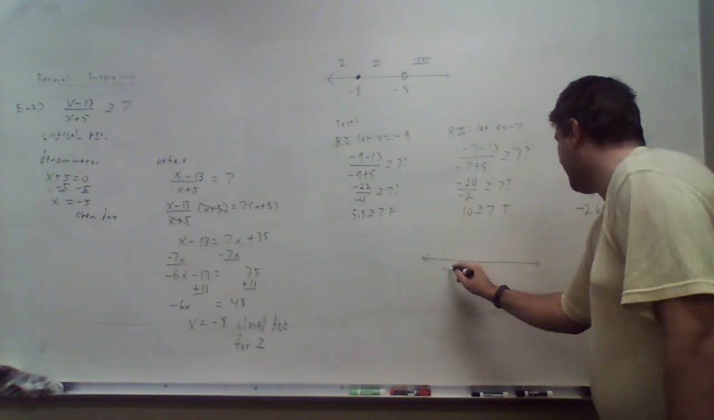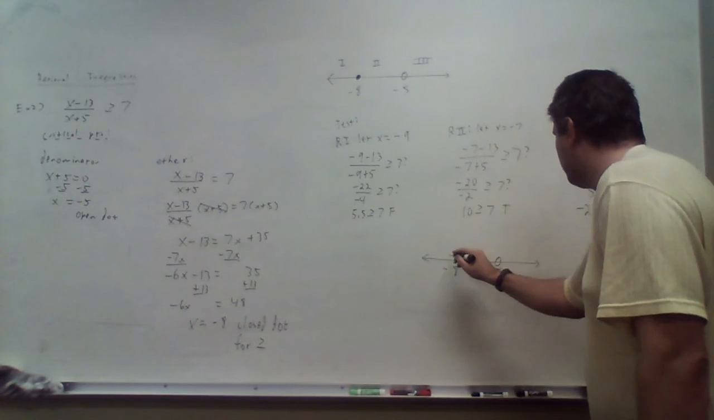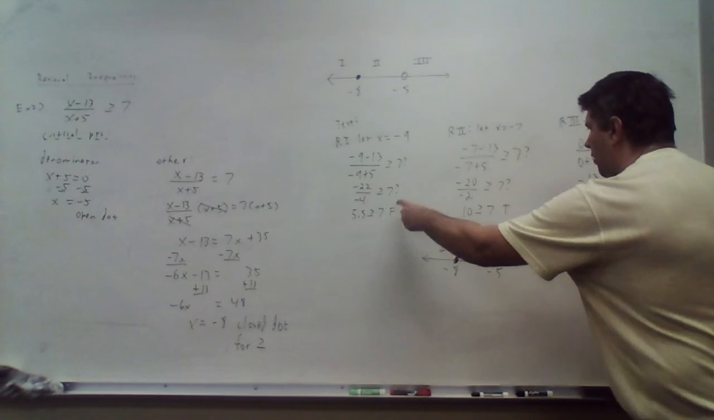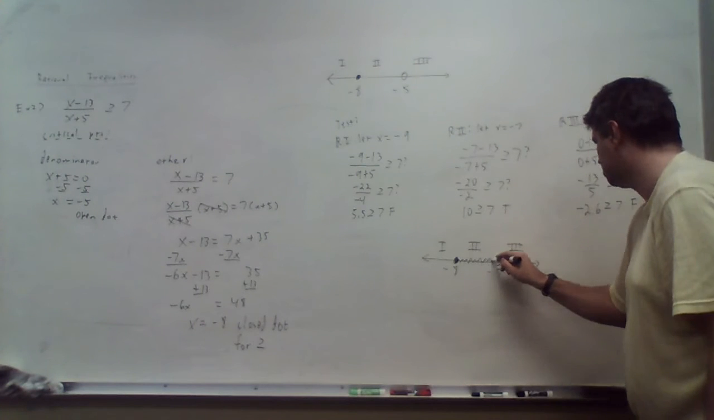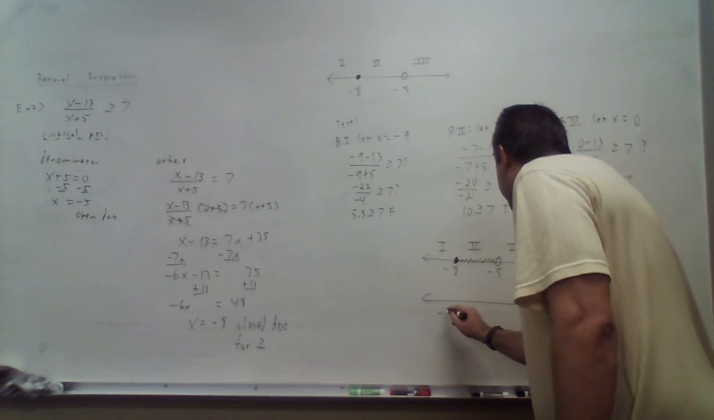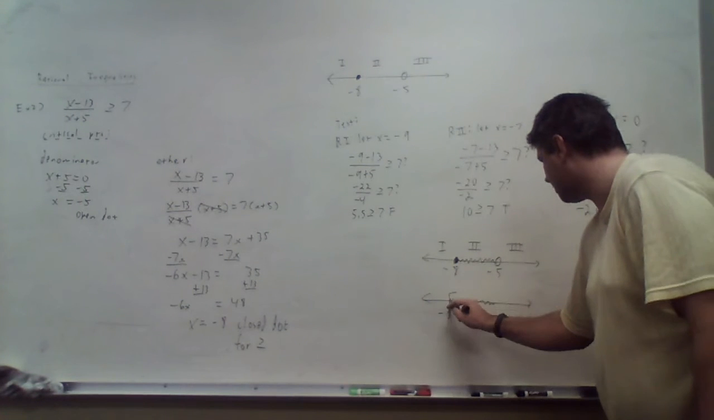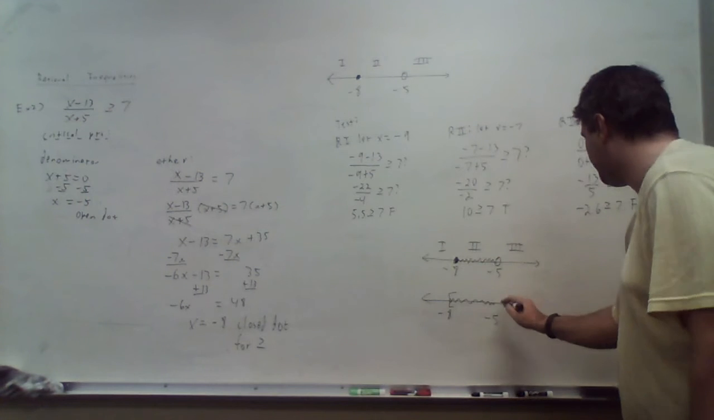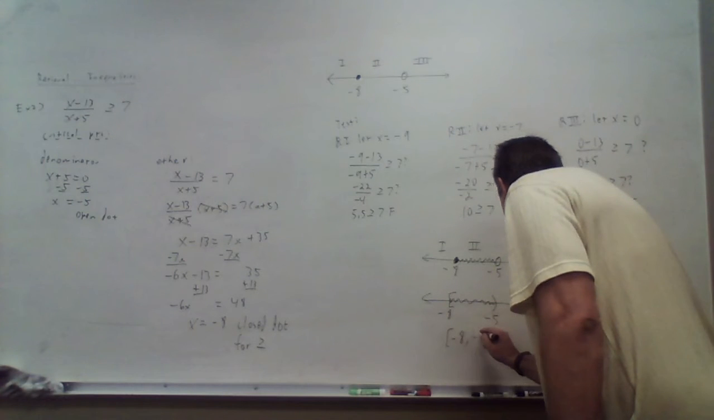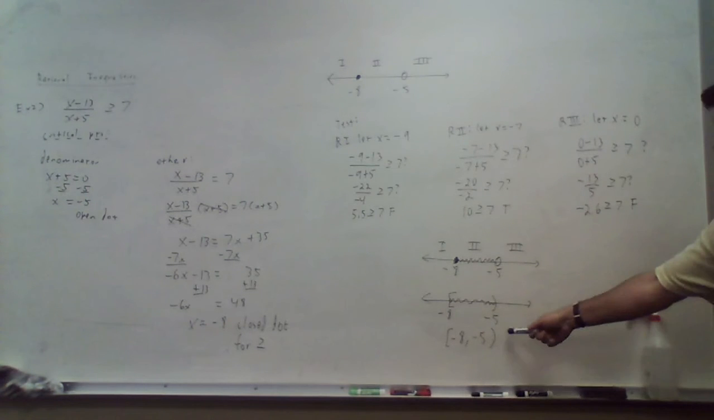So, negative 8, negative 5, closed dot, open dot, region 1, region 2, region 3. Region 1 was false, 2 was true, 3 was false. So, converting to interval notation, we shade the same region. The closed dot is replaced with a square bracket enclosing the area, and the open dot with a rounded parenthesis enclosing the area. So, square bracket, negative 8 to negative 5, rounded parenthesis. And there is our final answer.